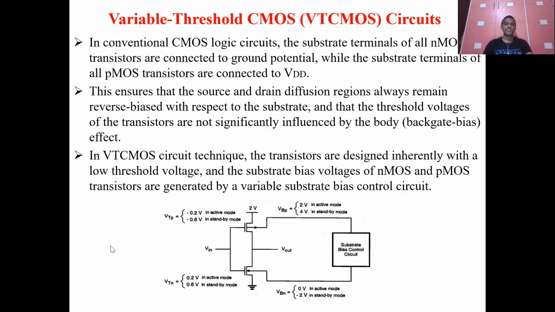In VT CMOS circuit techniques, the transistors are designed inherently with a low threshold voltage, and the substrate bias voltages of NMOS and PMOS transistors are generated by a variable substrate bias control.